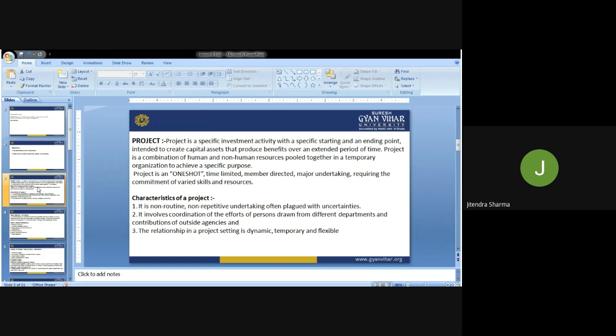So now let us look at the characteristics of the project. What are the characteristics of the project? It is a non-routine, non-repetitive undertaking, often plagued with uncertainties. It involves coordination of efforts of persons drawn from different departments and contribution of outside agencies, and the relationship in a project setting is dynamic, temporary, and flexible. These are a few characteristics of the project.